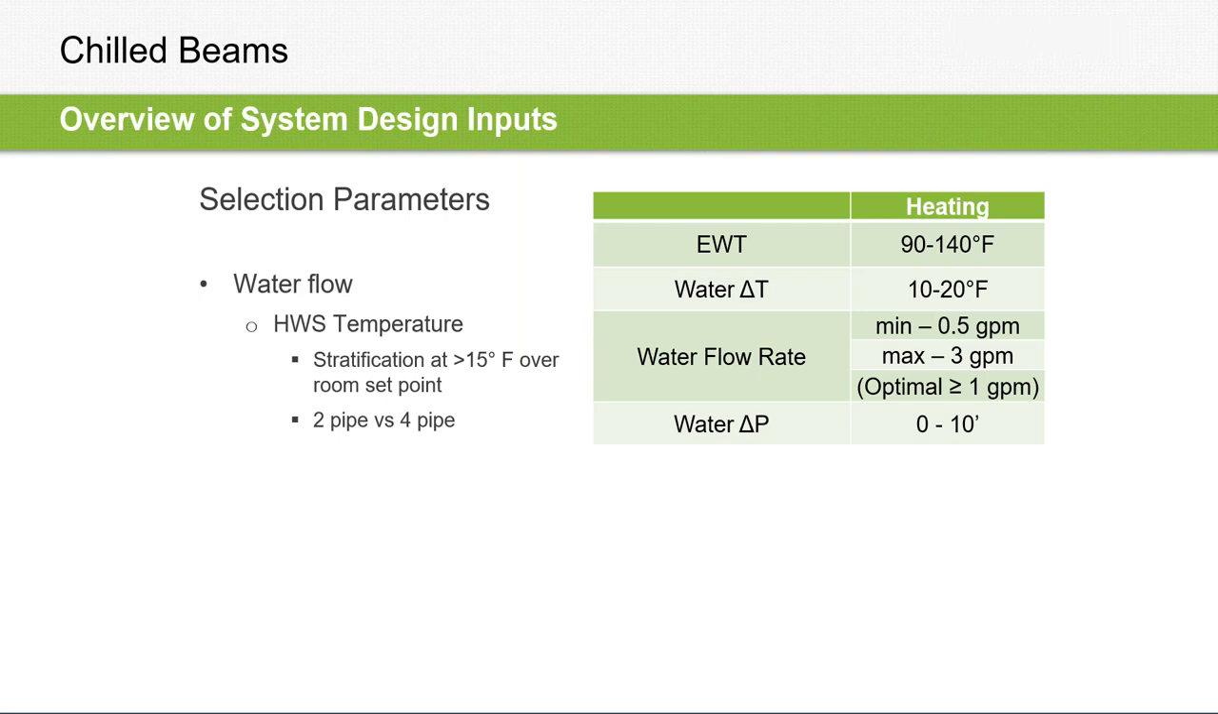One question I get surprisingly a lot is, can you heat with a chilled beam? Because, you know, it's called a chilled beam. The answer is yes, you can absolutely heat and cool with a chilled beam. It's a little bit of a misnomer almost, but we can do 2-pipe heating. And this is where the question with the 6-way valve comes in.